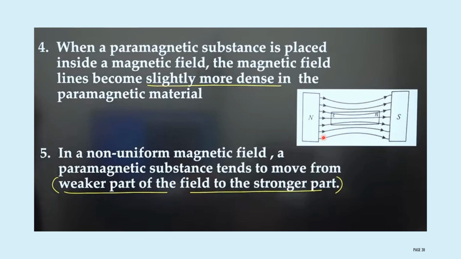In the case of a paramagnetic material, because of the small induced magnetic dipole, if you place a paramagnetic material in a non-uniform magnetic field, then the paramagnetic substance tends to move from the weaker part of the field to the stronger part.